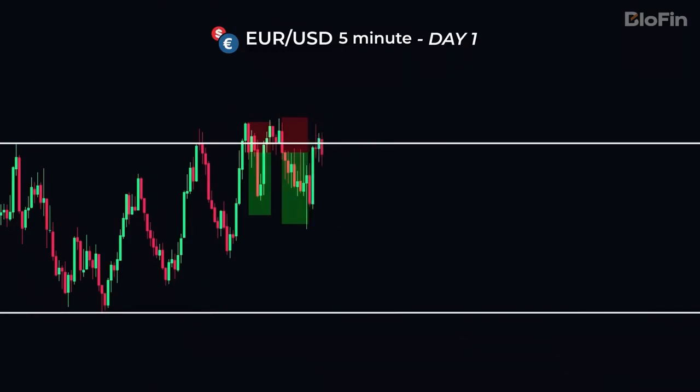On the same day, price gave another short setup. Stop loss at the highs, take profit at 2 times risk. Price then hits the profit target, giving us a 2R gain.